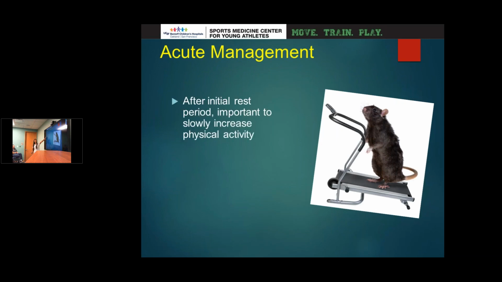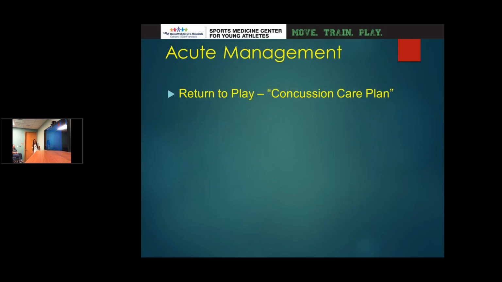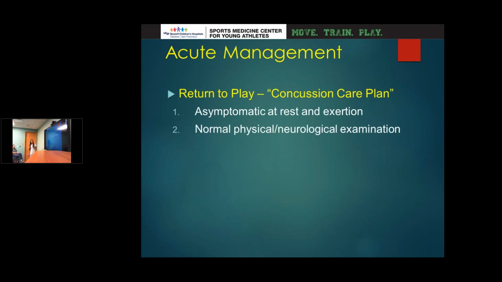So after initial rest periods, slowly increase physical activity. Start with low exertion, walking, stationary bike, where you're not jarring your head, right? And slowly increase exertion as your symptoms start to subside. So then we've got return to play. That's all part of the concussion care plan. We have to be asymptomatic at rest and exertion. So when you're returning to play, we do want you to be asymptomatic, okay?